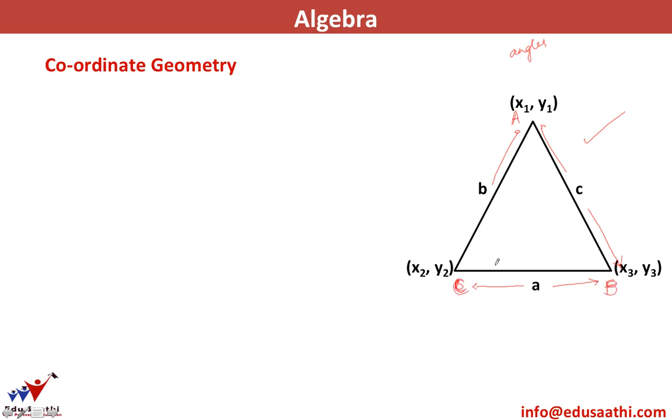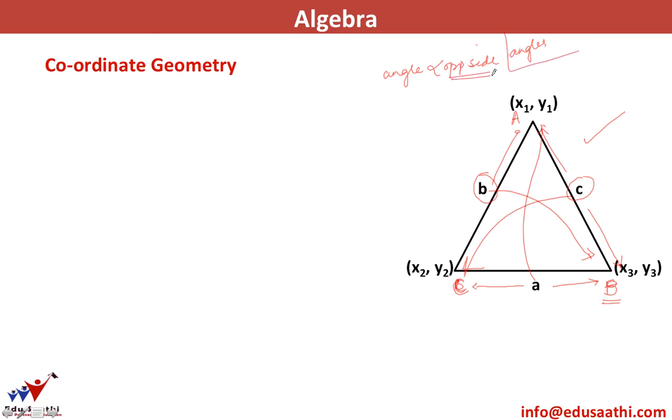Now how the labeling is done, the angle and the opposite side are proportional. So if I know this side is a, the angle opposite to this would be capital A. If I know this side is c, the angle opposite to this would be capital C. This side is b, the angle opposite to this would be capital B. So the angle is proportional to the opposite side.